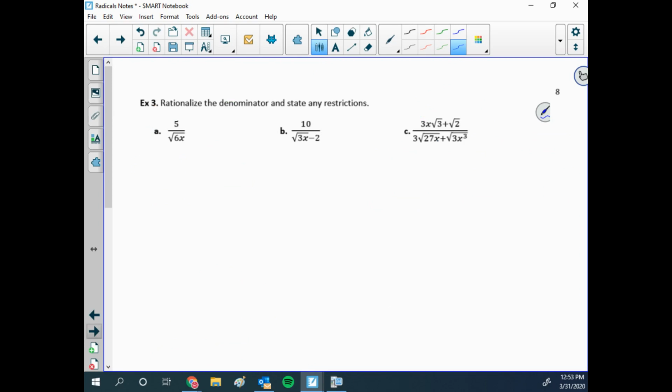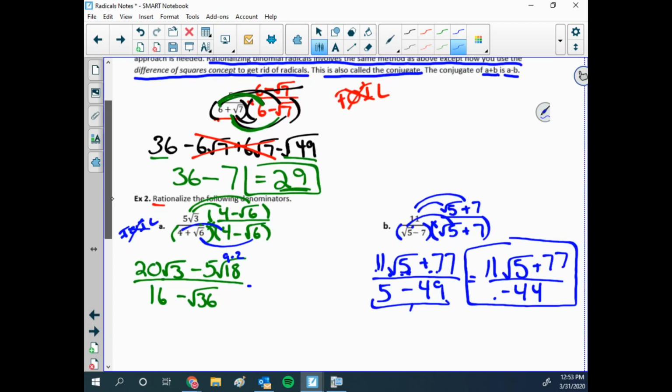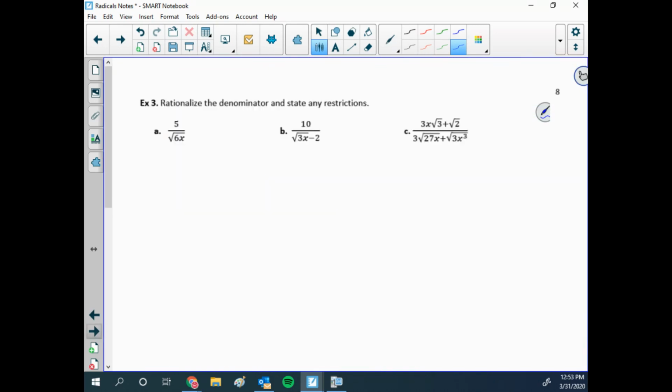This part is rationalizing denominators when we have a variable as part of the denominator in the radical. So the questions over here were strictly numerical examples. Now we're going to look at questions that have variables in the denominator. The process is going to be exactly the same, except now we have this other part that says state any restrictions. So I'm just going to solve, and then I'll talk about what state any restrictions means in a second. So 5 over the square root of 6x.